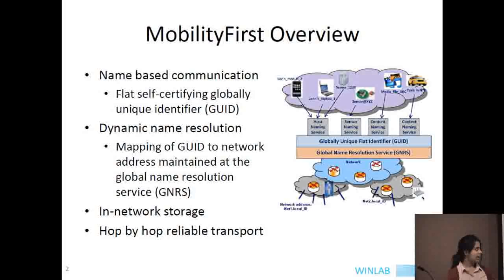This name and location separation is very different from the way the internet works right now, which is using IP, where a device gets an IP address, which is its location as well as its identifier. So when a mobile device changes position and connects to some other network, you get a new IP, which becomes your new identifier as well as your new location.